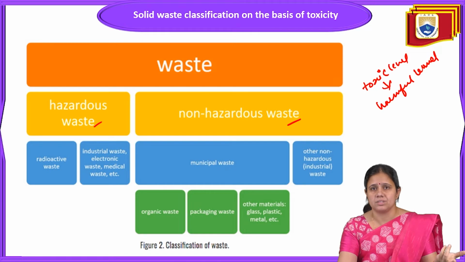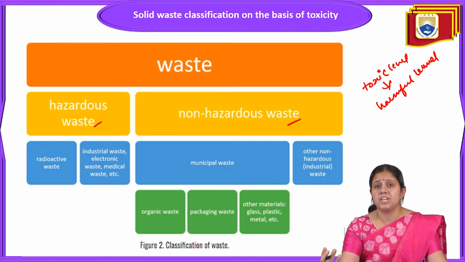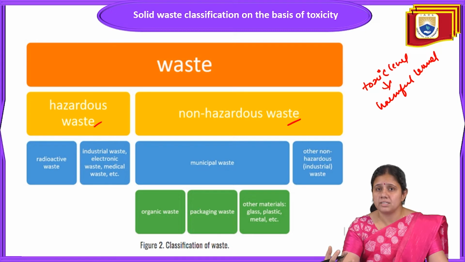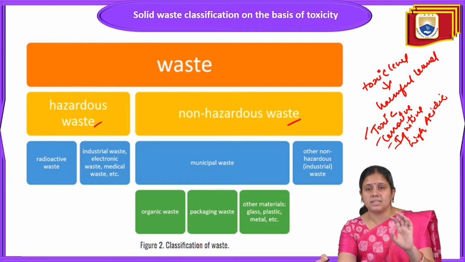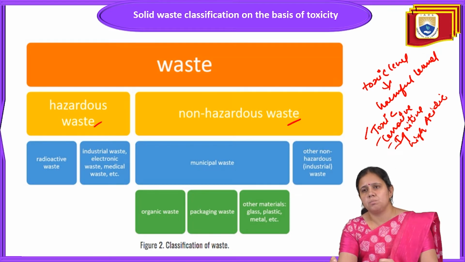So what is hazardous waste? Those wastes that contain characteristics like being very ignitable in nature, very corrosive in nature, very toxic in nature, infectious in nature, are called hazardous waste. Means those wastes that are very toxic, corrosive, ignitable, and having very high acidic condition. So all these four categories are there for hazardous waste. If any waste possesses any of these characteristics, it is called hazardous waste.